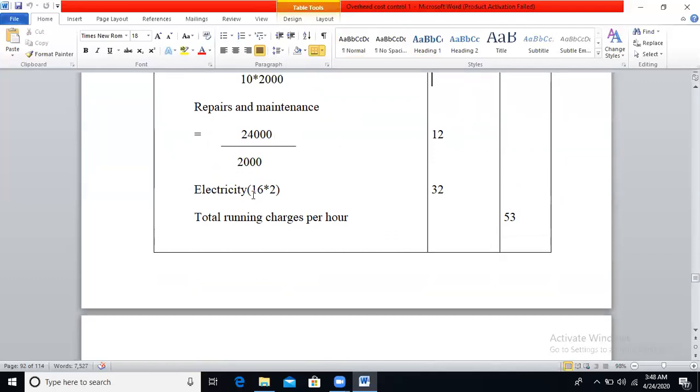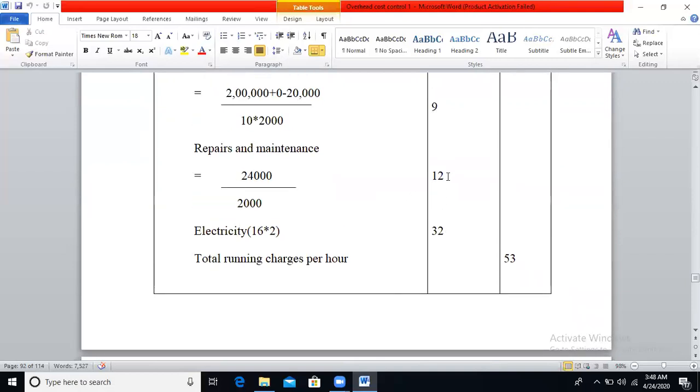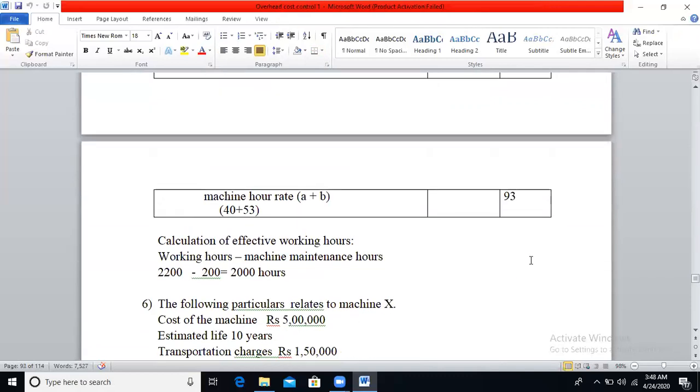Then electricity, they told 16 units, the rate per hour will be 2 rupees. If you calculate, you will get 32. So total running charges, that is variable expenses, 9 plus 12 plus 32. If you calculate, you will get a total of 53. Machine hour rate is equal to the total of standing charges rate per hour plus variable expenses or running charges rate per hour. So 40 plus 53, you will get a total of 93.